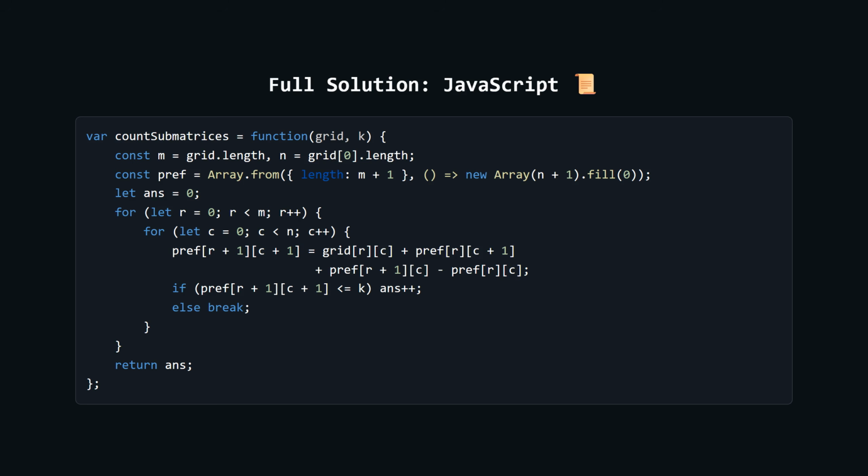Finally, here is the JavaScript version. It's almost identical to the others. We initialize our prefix array and iterate through the grid, counting valid sums as we go.